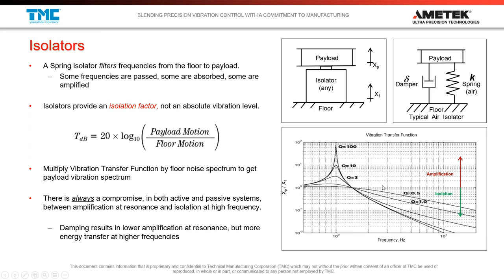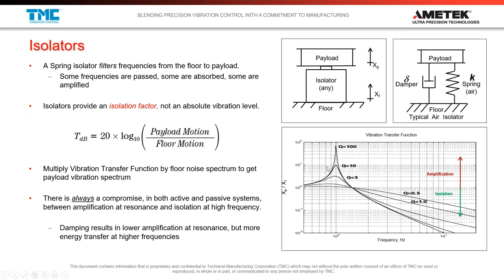And in the center here is unity. So anything above unity is considered amplification. Anything below unity is considered isolation. And a standard damped mass spring isolation system is going to have a resonant frequency, if it's a soft system, around, you know, 1 hertz, between 1 and 2 hertz. It's a very, very common frequency for a very soft, like, air isolation system.